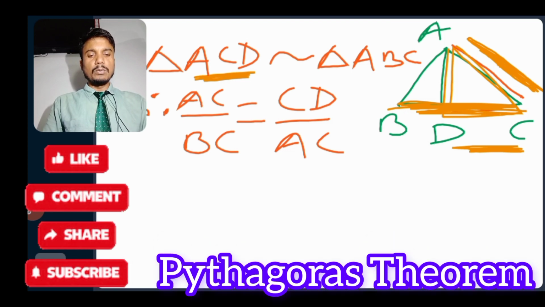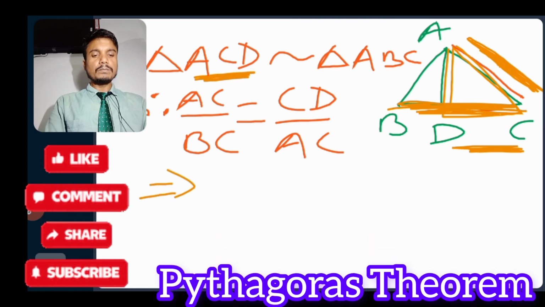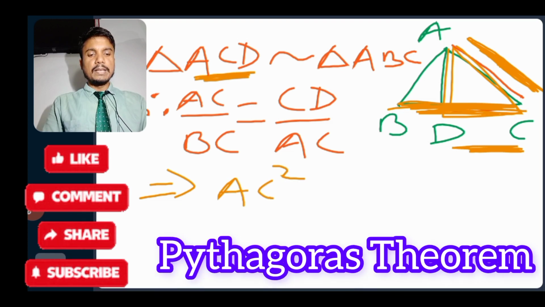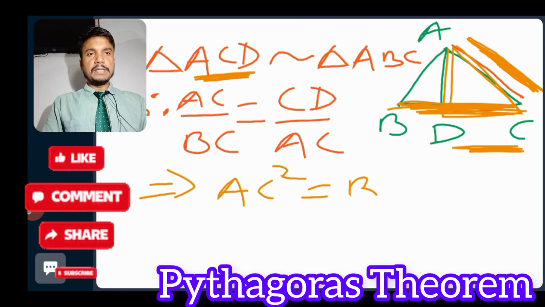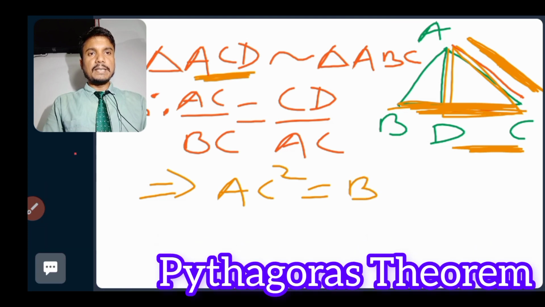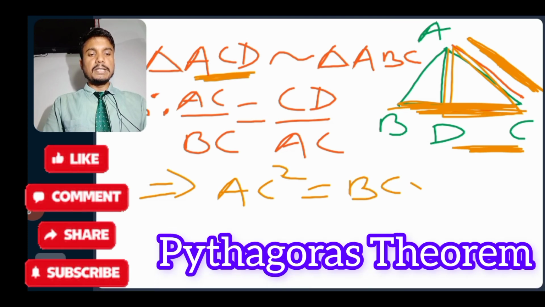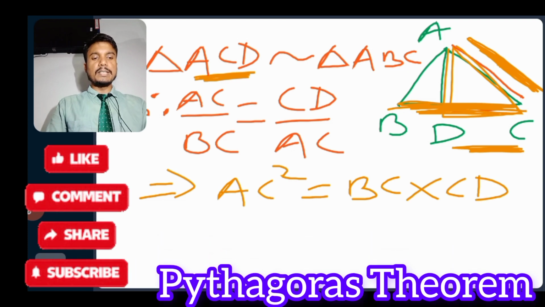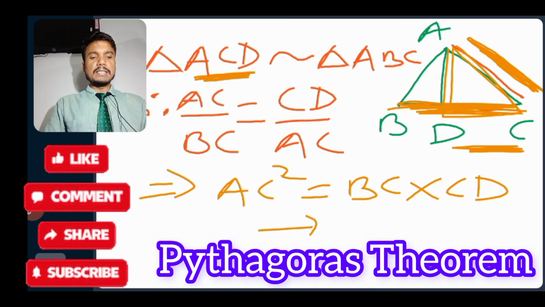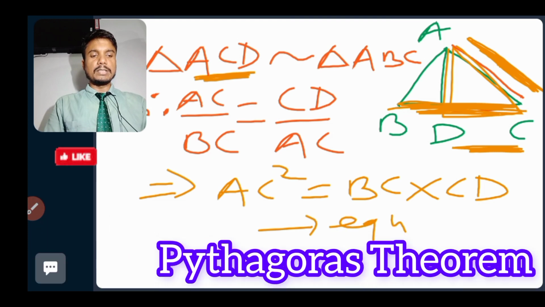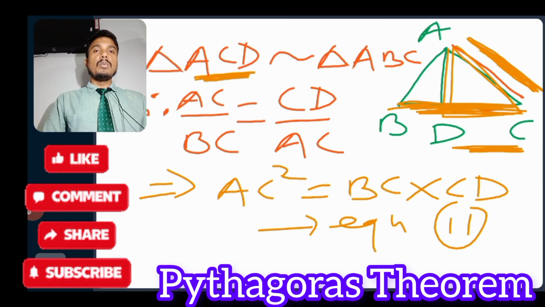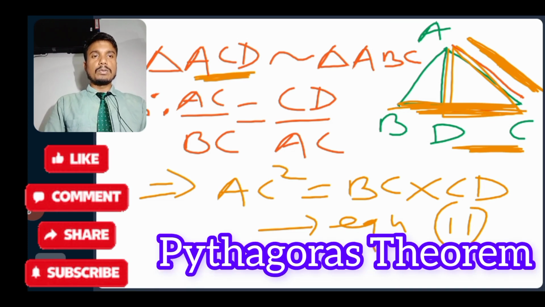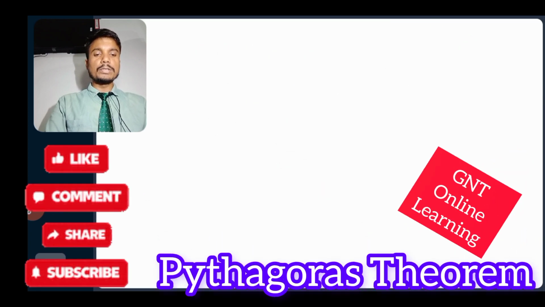Now if we cross multiply, what will we get here? AC square is equal to BC into CD. Is this clear? So let's take this as equation 2. We have got equation 1 and equation 2. Now let's go for the solution.